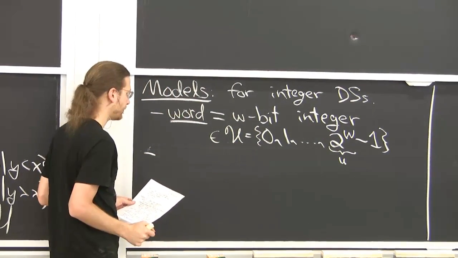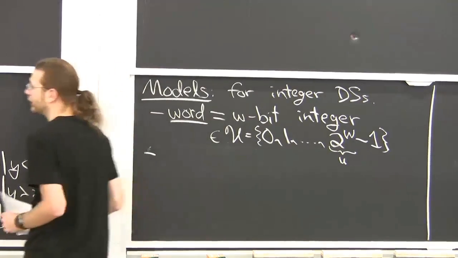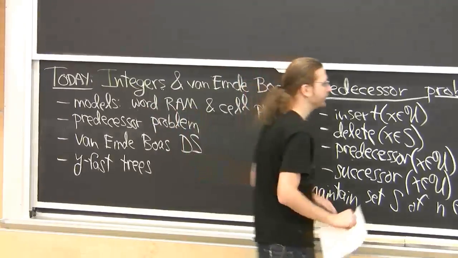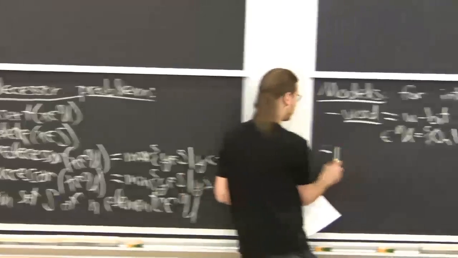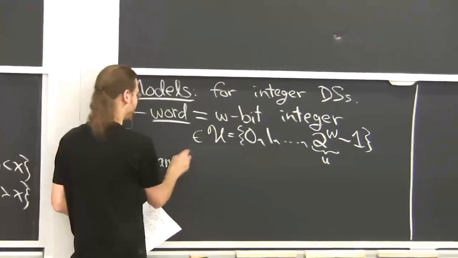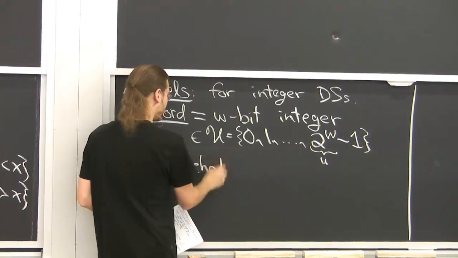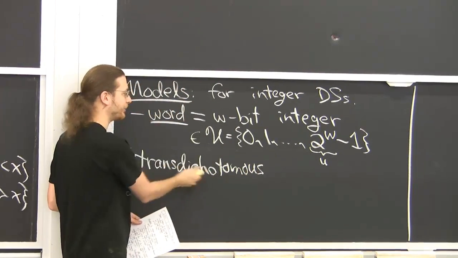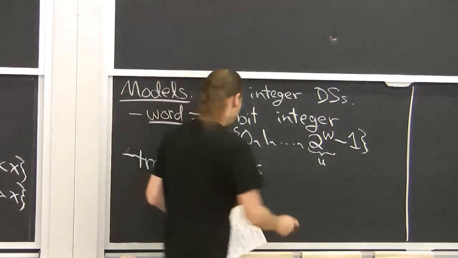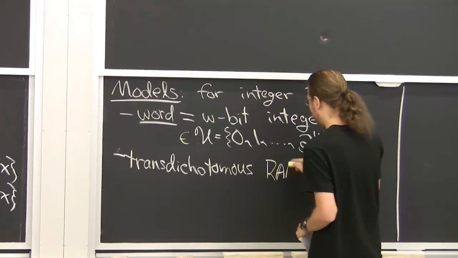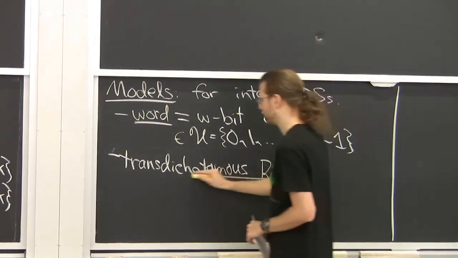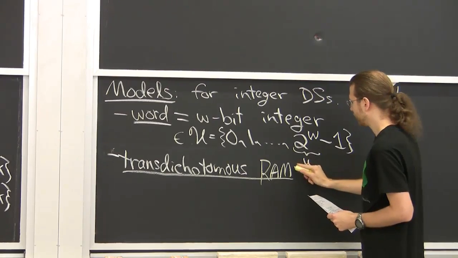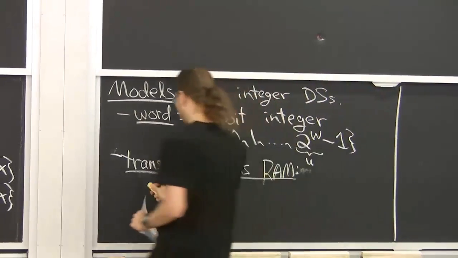Now, here's where things get interesting. I'm going to get to a model called a word RAM, which is what you might expect, more or less. But before I get there, I want to define something called a transdichotomous RAM. Tough word to spell. Just means bridging a dichotomy, bridging two worlds, if you will. RAM is random access machine. I've certainly mentioned the word RAM before, but now we're going to get a little more precise about it.